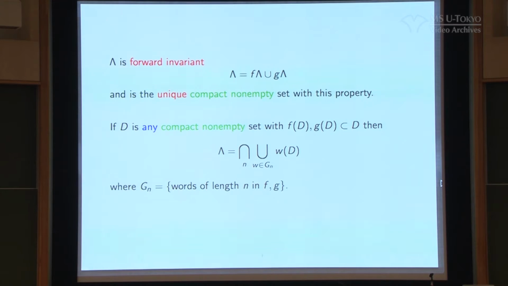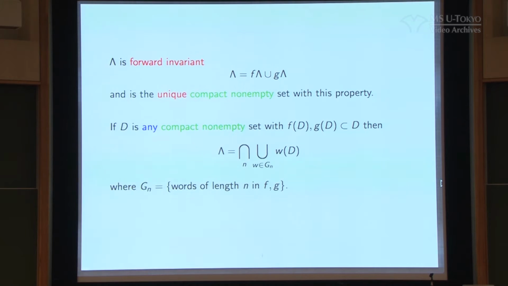So just pick any big set D, big enough to contain your entire computer screen or something, big enough that all the interesting action is going on somewhere inside that, big enough with the property that F of D and G of D are contained inside it, and then you can find your limit set as an intersection of a nested sequence of sets. Well, if F of D and G of D are both contained in D, then F of D union G of D is contained in D.